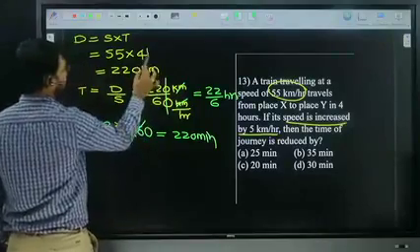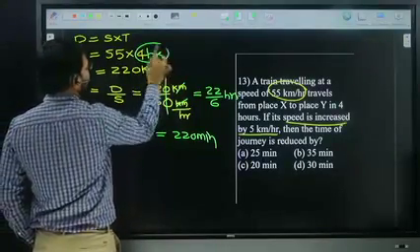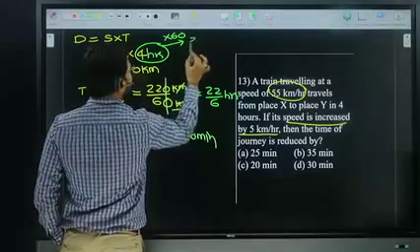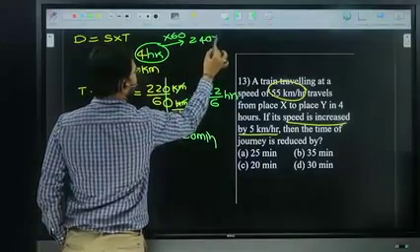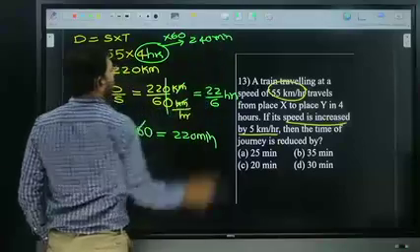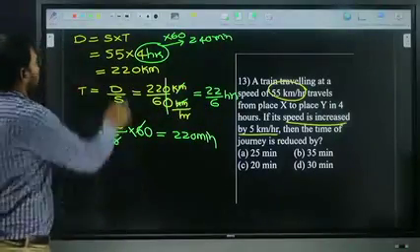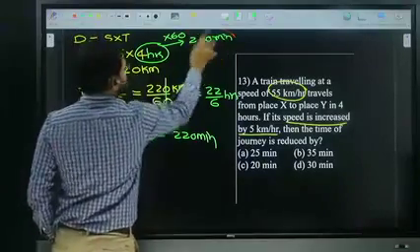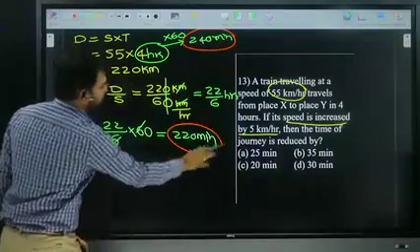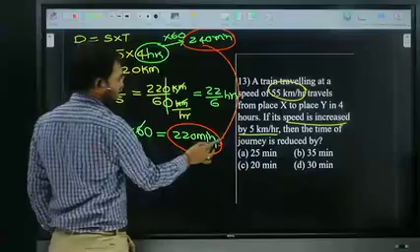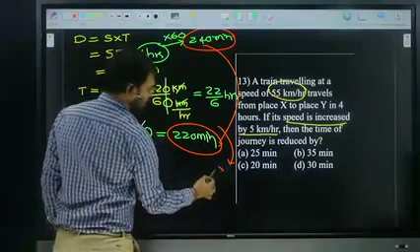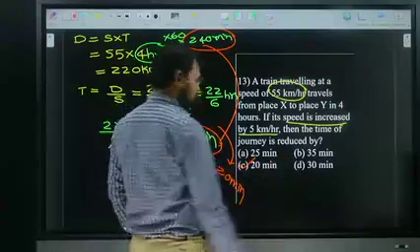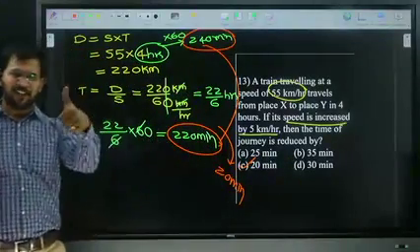So here the original time is 4 hours. 4 hours into 60 is 240 minutes. Therefore, original time is 240 minutes. New time is 220 minutes. Therefore, how much reduced? 20 minutes. So reduced by 20 minutes. So your option is 20 minutes. Option C is the right answer. All of you clear?